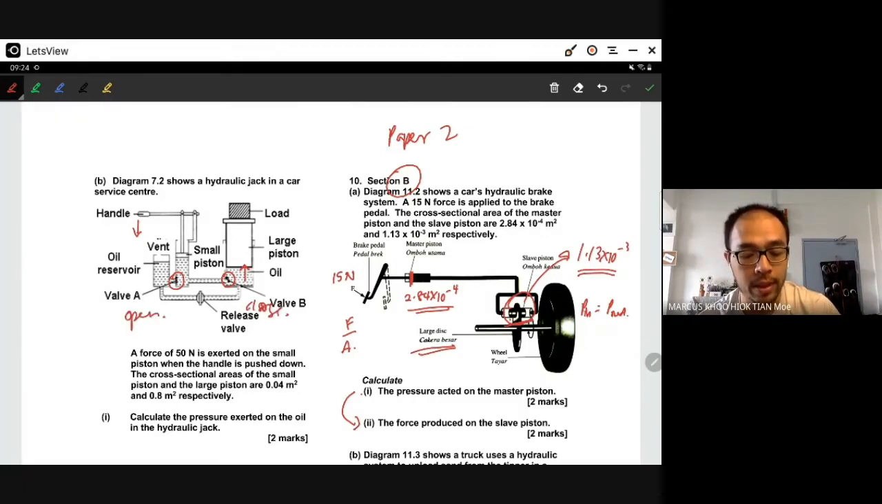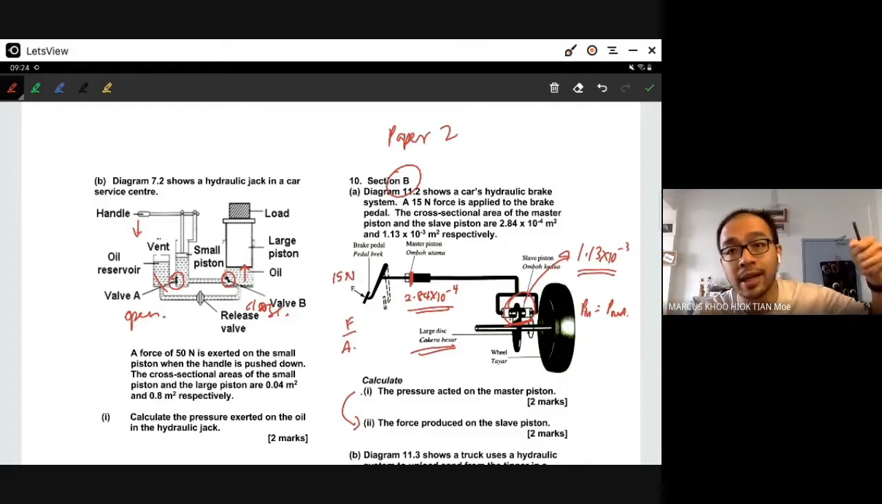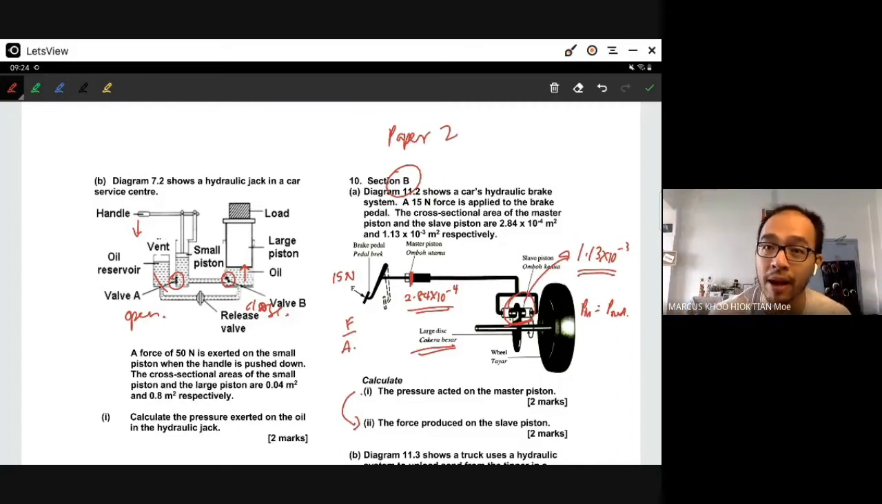And what happens is the oil from the reservoir will flow into the small piston. Exactly the same as the one at the beginning that we did yesterday. When we push down, you see the load goes up. But when we pull up, you don't see the load coming back down, right? Imagine if you push down, it goes up, then you pull up, it goes down. Then what's the point of doing this? So that's why the valves exist.